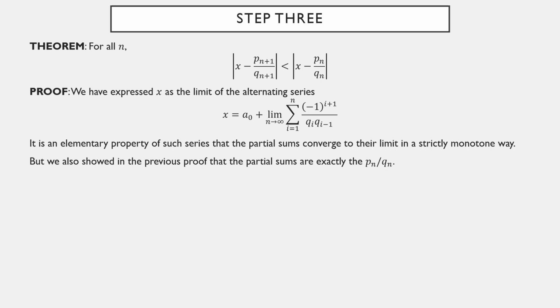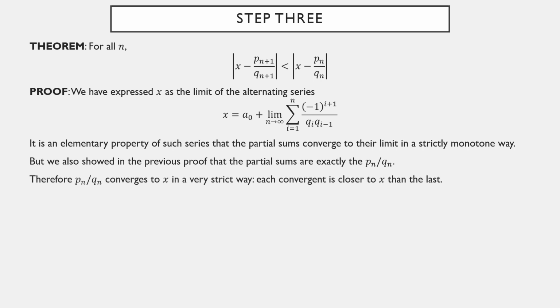We also showed in a previous proof, by the way, that those partial sums are exactly P_n over Q_n, meaning the P_n over Q_n are converging to x in a very strict way. So they are converging to x, each term being closer than the last, which is exactly the claim of this theorem.